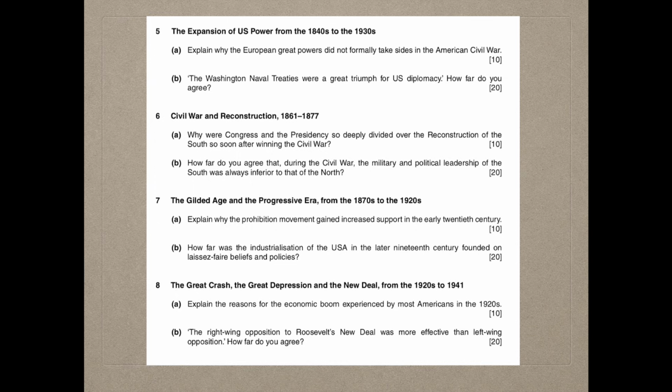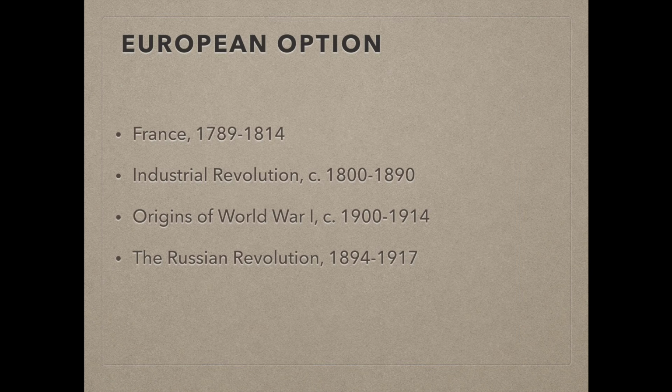Now let's go ahead and take a look at what the topics are depending on which option you're taking. Let's say you're taking the European option. Your topics of interest here that you need to be studying and know information on are France from 1789 to 1814, the Industrial Revolution circa 1800 to 1890, origins of World War I circa 1900 to 1914, the Russian Revolution 1894 to 1917. So those are your options if you're taking the European part of the test.